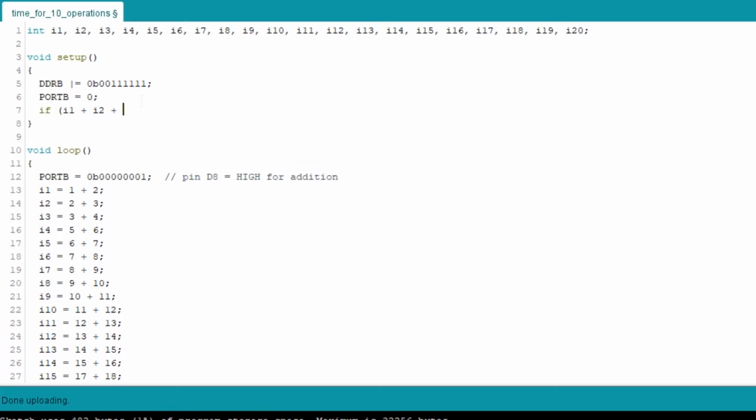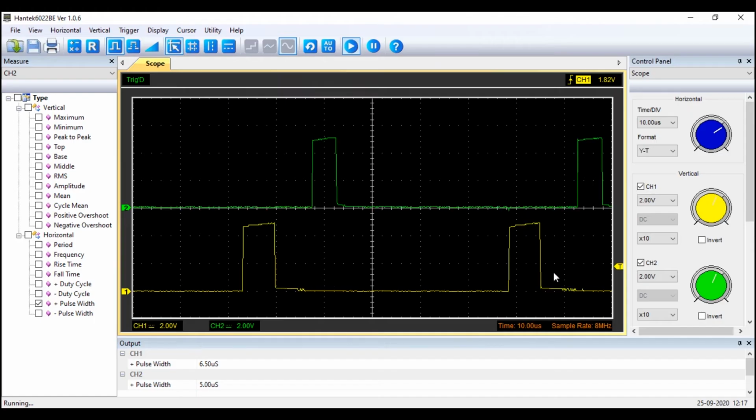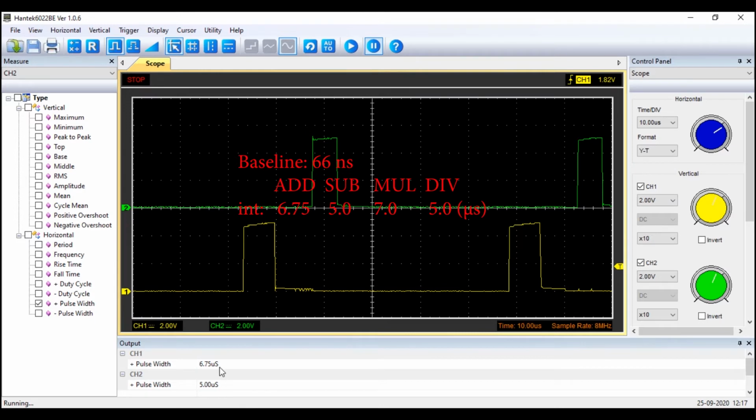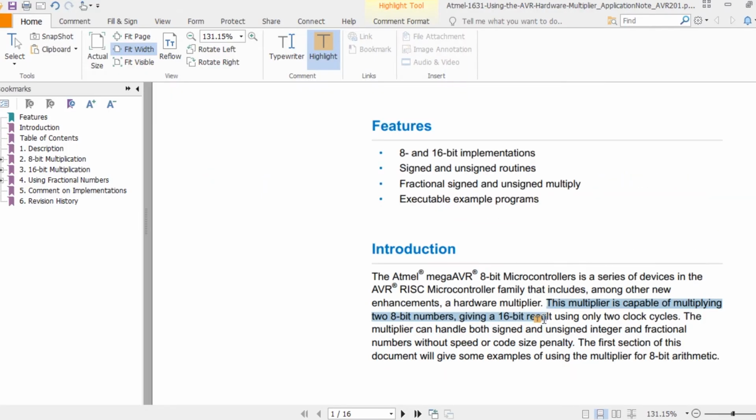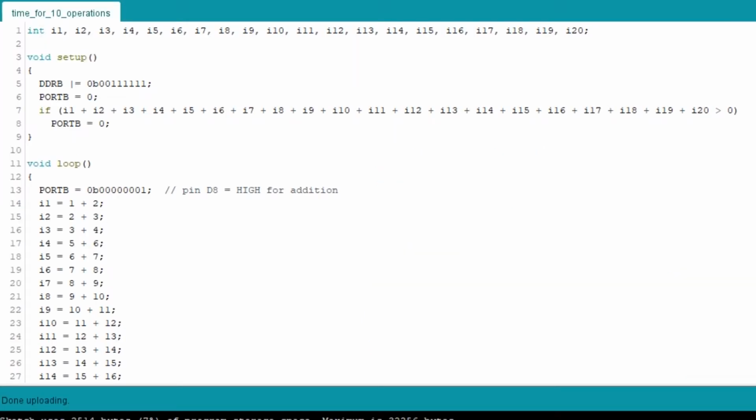So to bypass this optimization, I am adding these two lines at the end of each block of arithmetic operations. Yeah, now it is working. Here addition requires 6.75 microseconds, subtraction 5 microseconds, multiplication is done in 7 microseconds and division in 5 microseconds. One great thing is that if your chip uses a hardware multiplier, instead of doing multiplication by repetitive addition, the time required for addition and multiplication is almost similar.